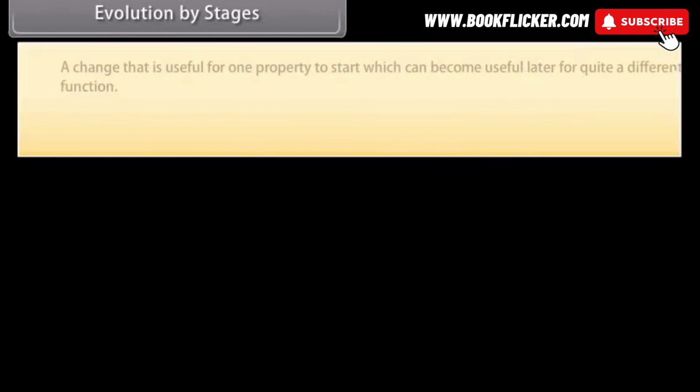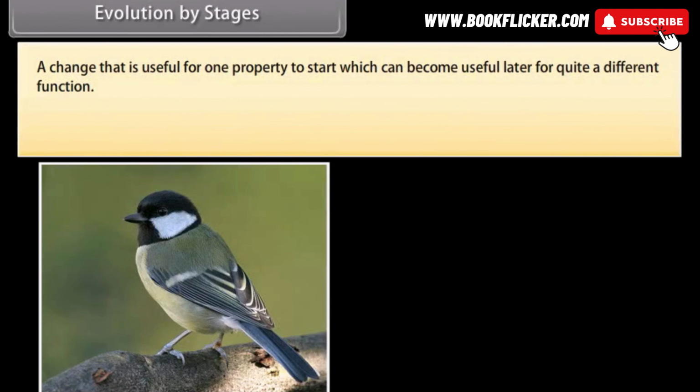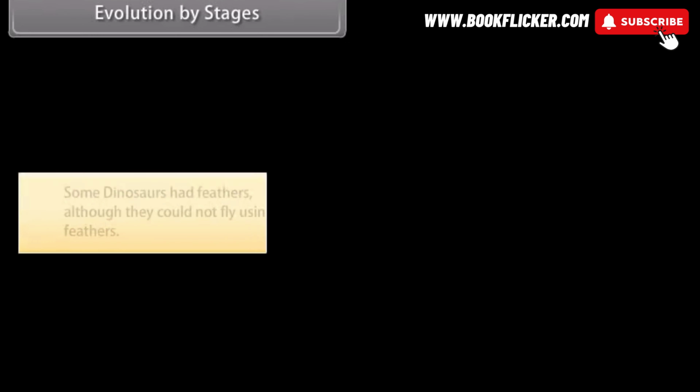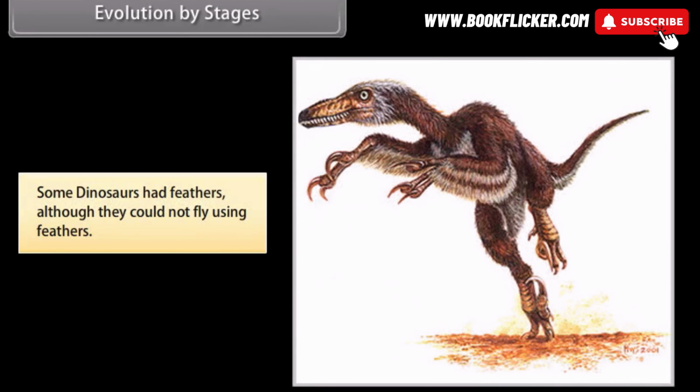Evolution by stages. A change that is useful for one purpose can start and later become useful for quite a different function. Example: feathers can start out as providing insulation in cold weather, but later they might become useful for flight. Some dinosaurs had feathers, although they could not fly using feathers.